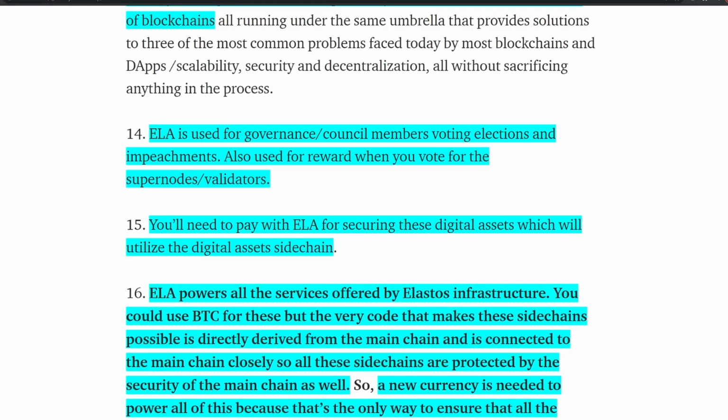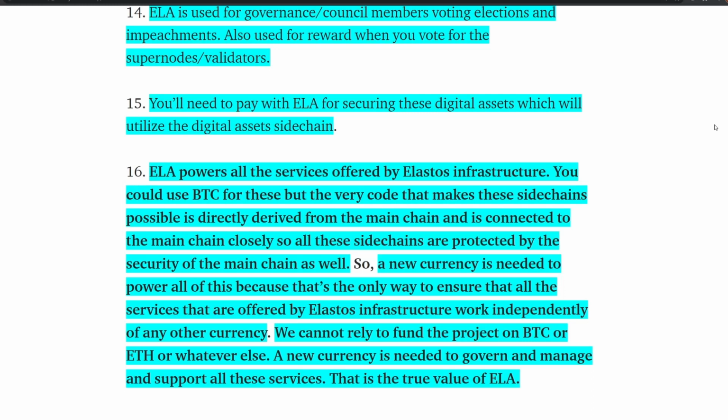All right. ELA is used for governance: council members, voting elections, and impeachments. Also used for reward when you vote for the supernode validators. So if you're not already staking your ELA, you can do it in the Elastos wallet app, straight on your phone. You can also use the Elephant app as well. So check that out. If you have some Elastos, you definitely need to get it staked away. There's no reason not to. So also, you'll need to pay with ELA for securing these digital assets, which will utilize the digital assets sidechain.